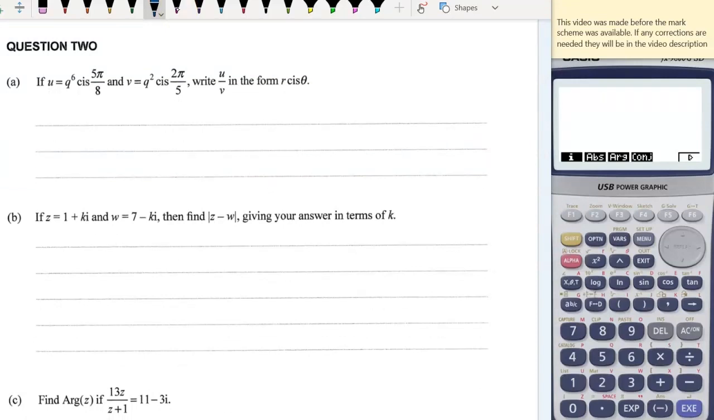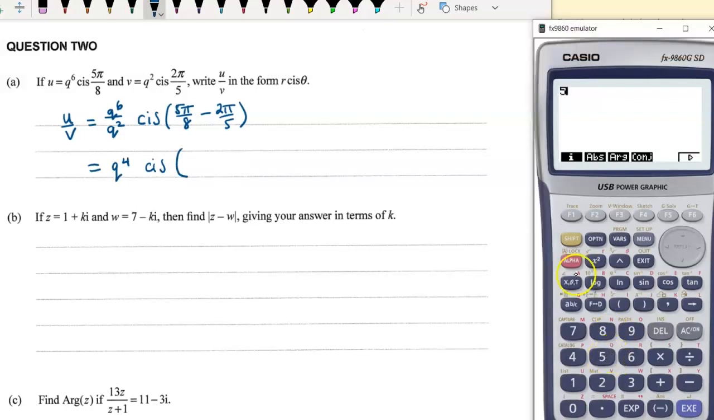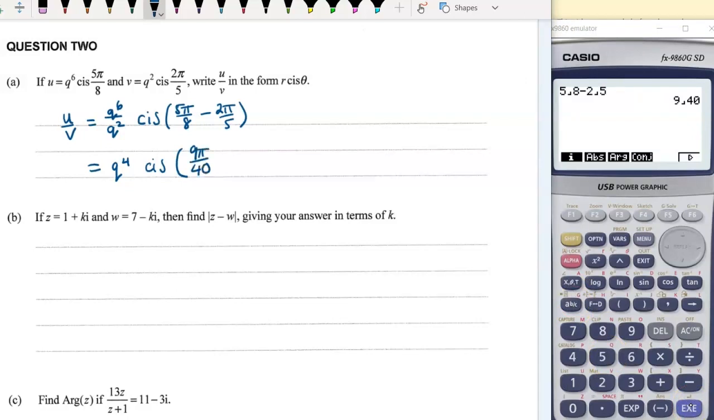Question 2, we're doing u over v. It's already in polar form, so that's helpful. This means that we take the moduli and divide them, and the arguments get subtracted. So q to the 6 divided by q squared will be q to the 4 cis, and then 5 over 8 minus 2 over 5 is 9 over 40, so that's 9 pi by 40.